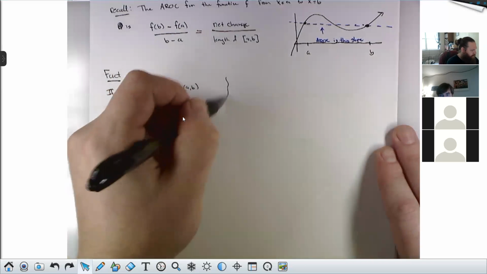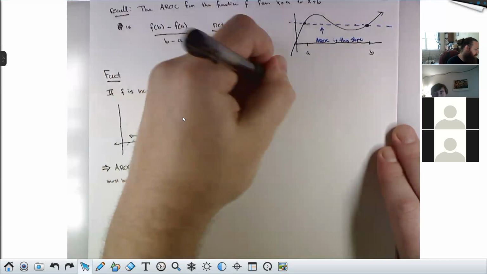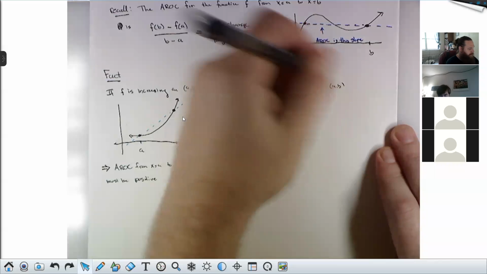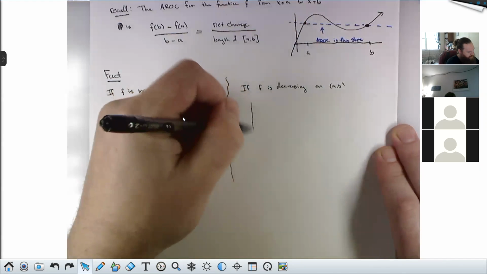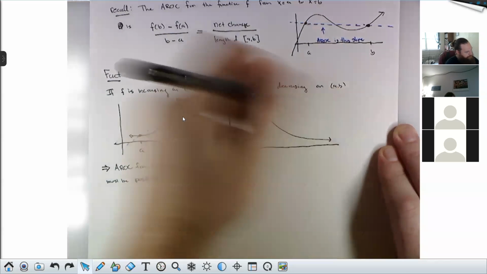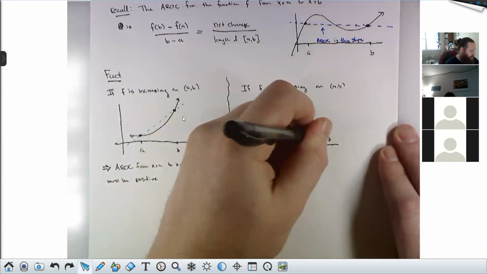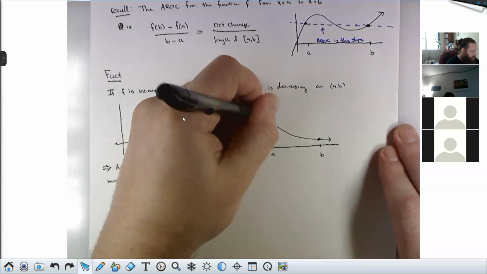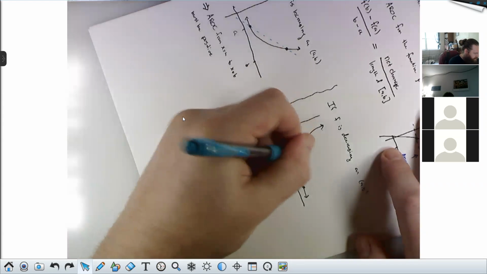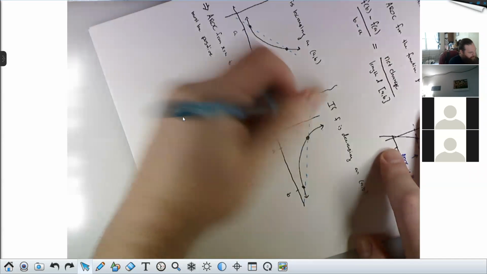The other side of this coin is if f is decreasing everywhere on the open interval from a to b, picture looking like this perhaps. a over here, b over here, b comma f of b there, a comma f of a there. Then the average rate of change is the slope of that secant line, which is necessarily a negative slope.